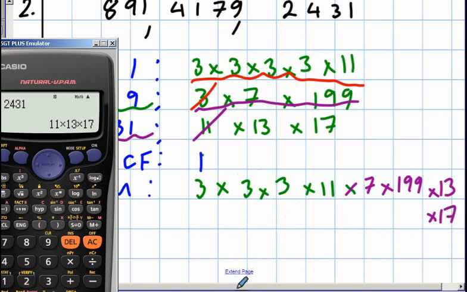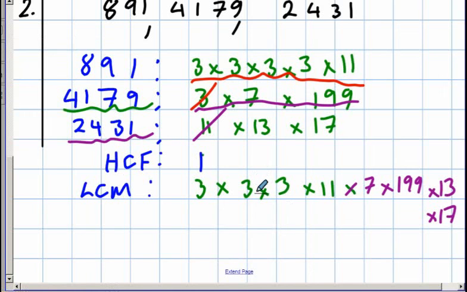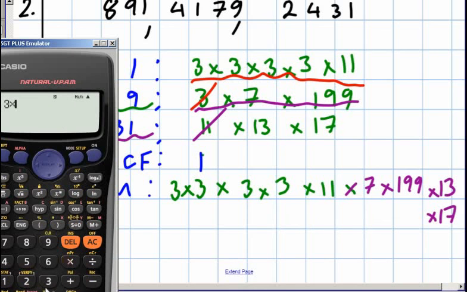Now, a mistake here. Can anybody spot the mistake I've made when I wrote down the longest one? Yes, young lady there. I need an extra 3. I'll put that in the front. Okay. Now, here we go. 3 times 3 times 3 times 3 times 11. I could have just typed in 891, couldn't I? Times 7 times 199 times 13 times 17 equals. Sorry, what's that, young man? I just put 117 there. Thank you.